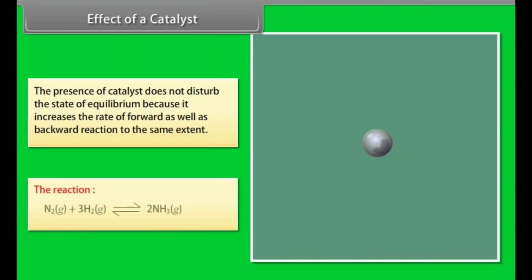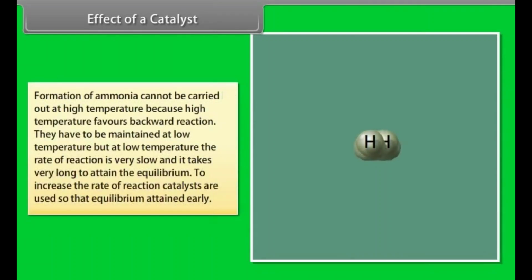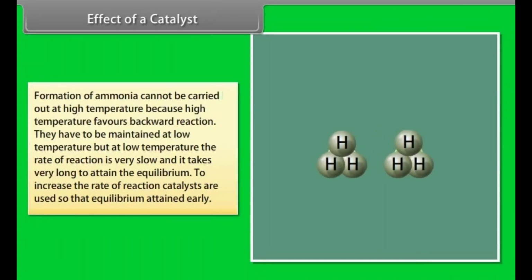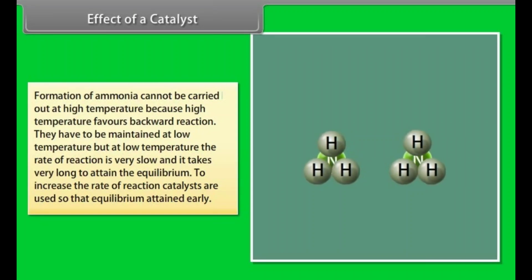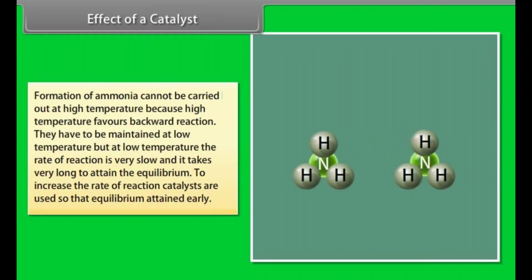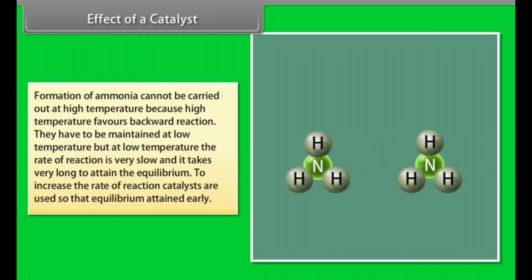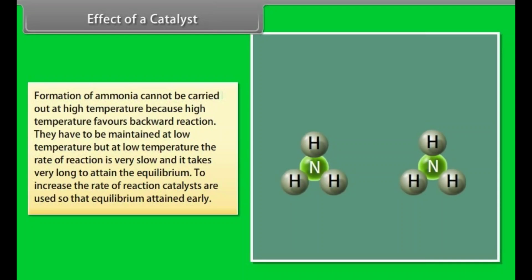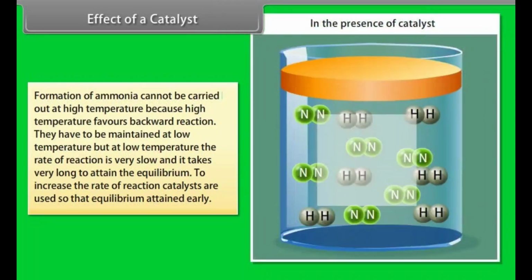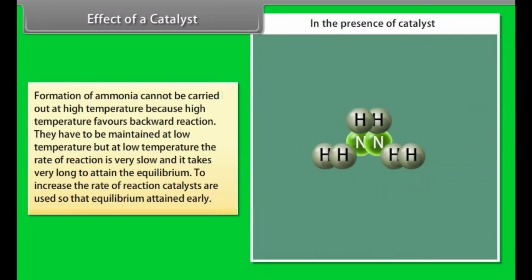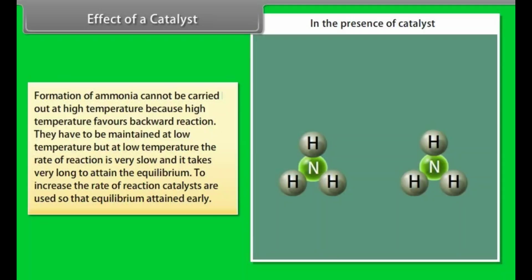The reaction of formation of ammonia cannot be carried out at high temperature because high temperature favors the backward reaction. It has to be maintained at low temperature, but at low temperature, the rate of reaction is very slow and it takes very long to attain the equilibrium. To increase the rate of reaction, catalysts are used so that equilibrium is attained early.